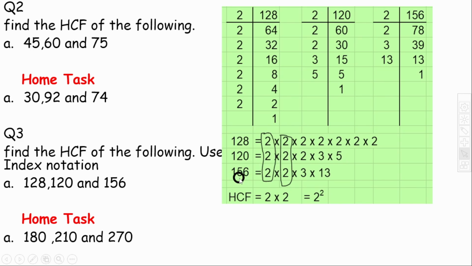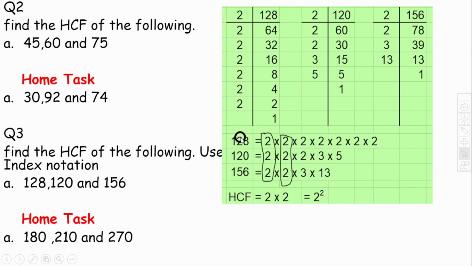Now, let's try the last one. 156. 2 in 1 is 0. So we put the first two digits together. 2 in 15 is 7. 2 times 7 is 14. It's not up to 15. So remainder 1. That 1 we add to this 6 to become 16. 2 in 16 is 8. 2 can go again because it ends with an even number. 3 cannot go in 13. Only 13 can go in 13. Because it's a prime number, we use 13. 13 in 13 is 1. So 156 is equal to 2 times 2 times 3 times 13.